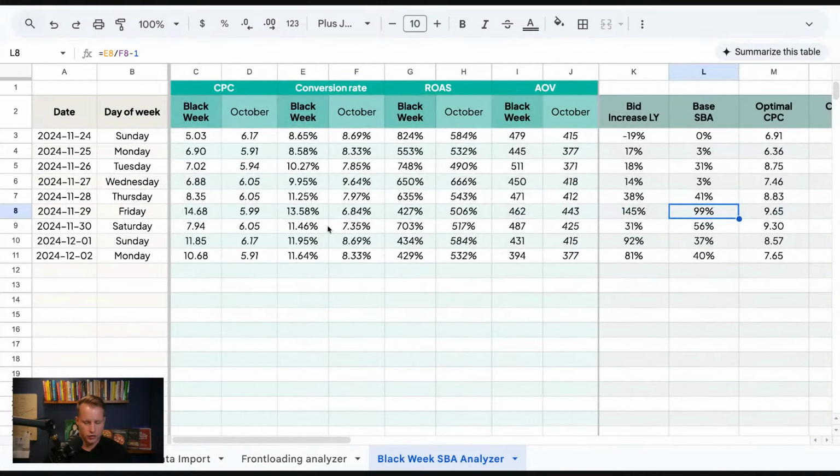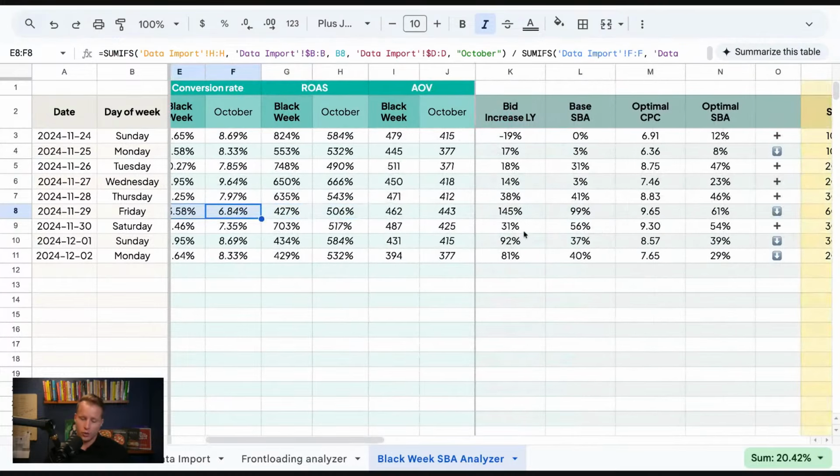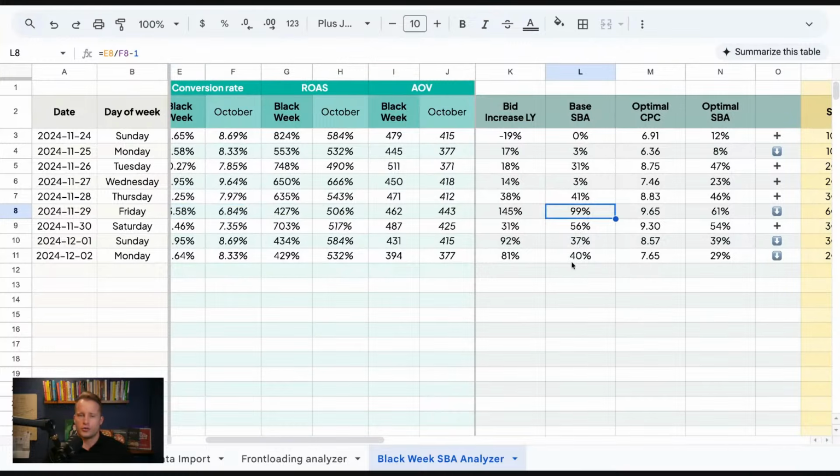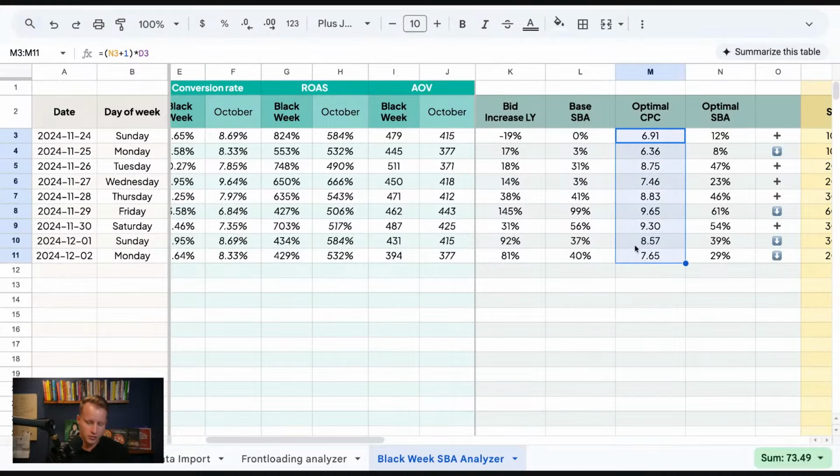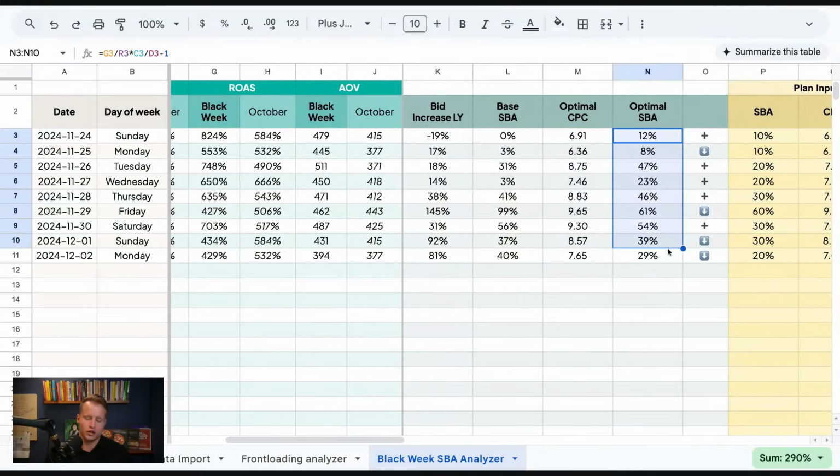On Friday, conversion rate is more or less double than a normal Friday. So you should more or less put 100% SBA. That's the base SBA. That's like the theoretical SBA. Then we'll look at what is the relationship between the target ROAS and the optimal SBA, and what should the optimal CPC be, and what's the optimal SBA, doing the math.